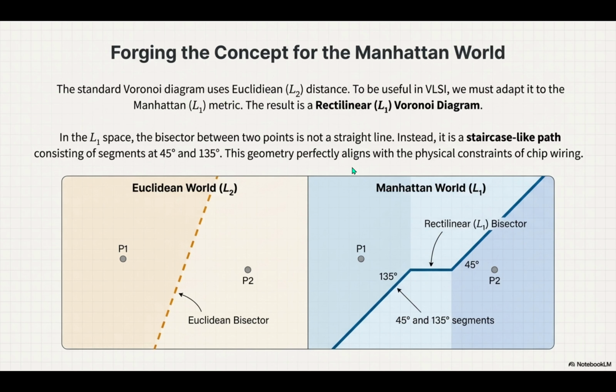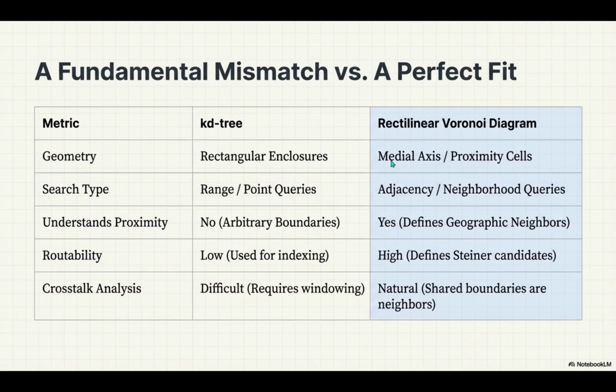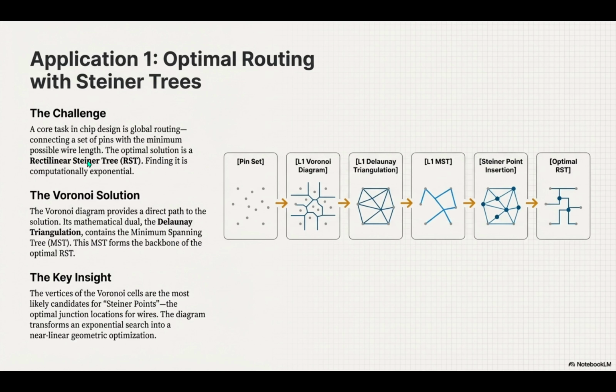So we had this new map where the math perfectly matches the physics of the chip. What impossible problems does this suddenly solve? What's the first big one? The first one is global routing. This is a core task in chip design, connecting a set of pins with the absolute minimum amount of wire. Which, in this world, is the rectilinear Steiner tree, or RST. Right. And finding the truly optimal RST is famously an NP-hard problem. It's computationally exponential. You cannot search every possible way to connect the wires. There are just too many possibilities.